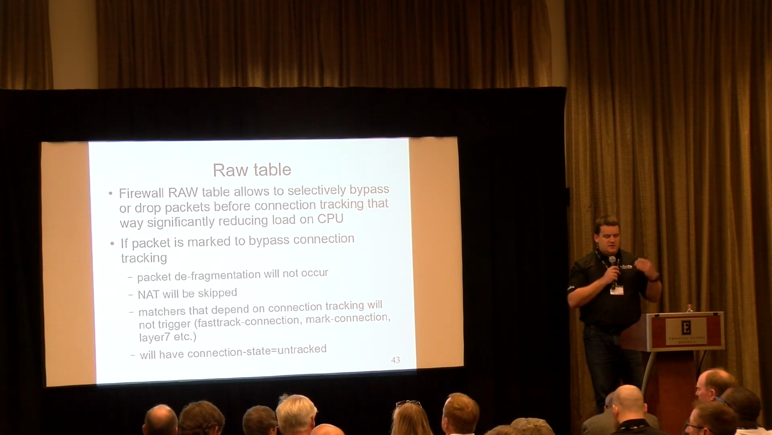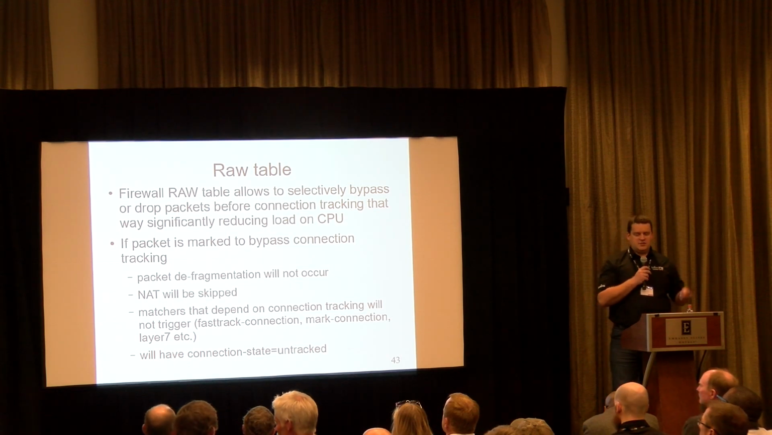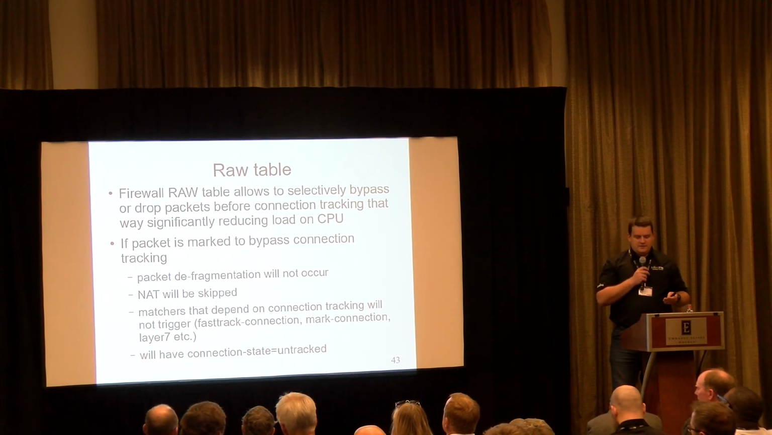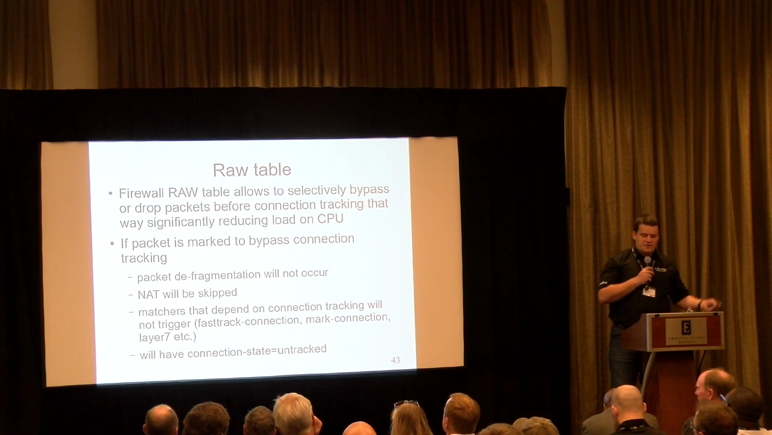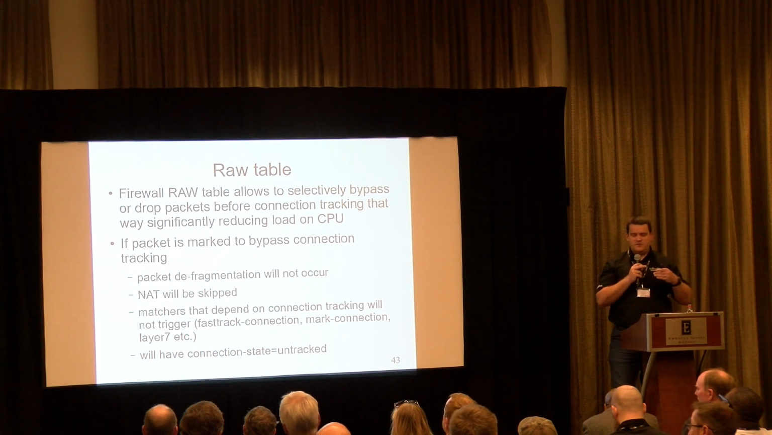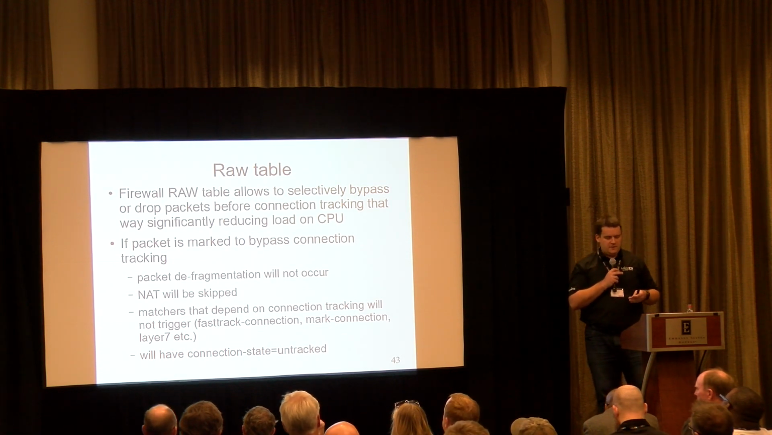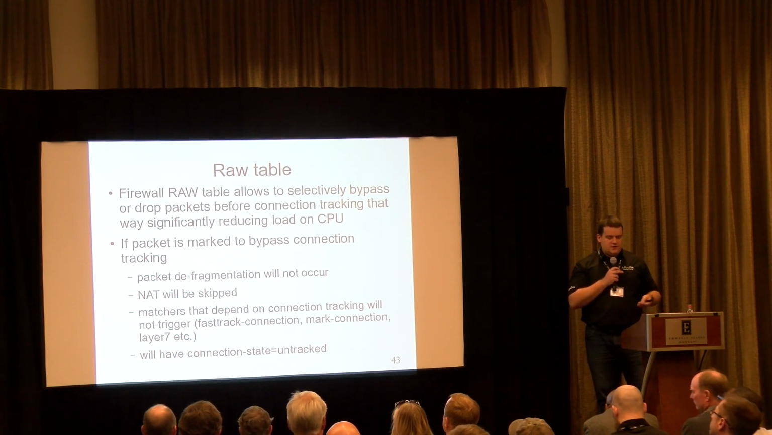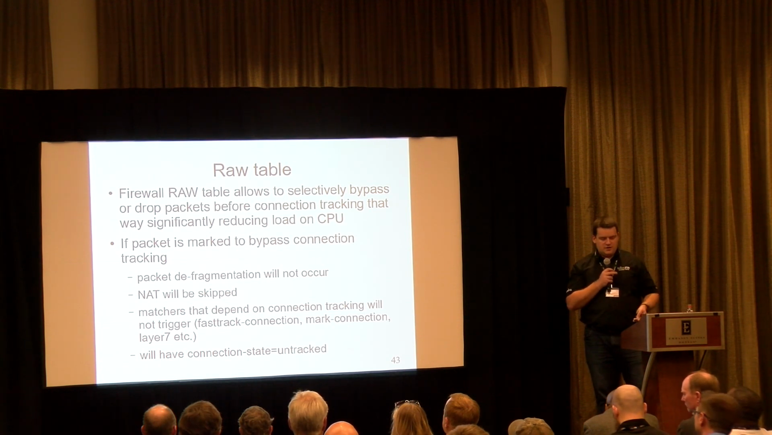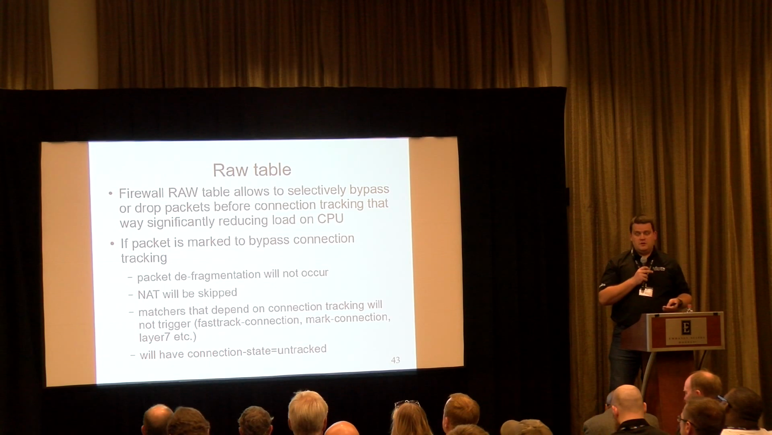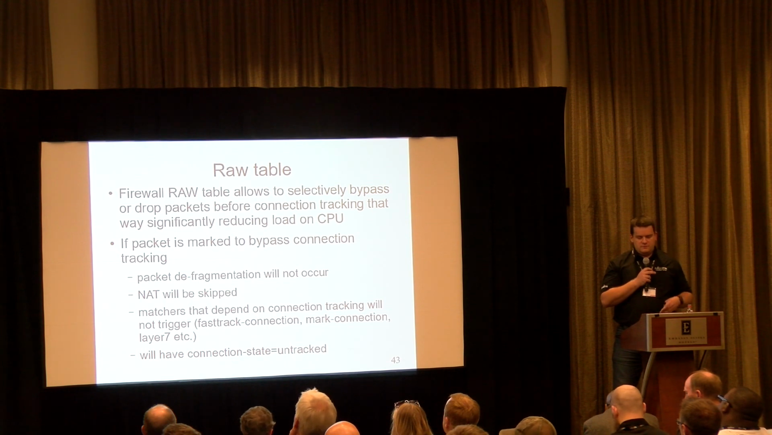But if you skip traffic from the connection tracking table, that traffic will not be defragmented, because connection tracking needs to defragment everything to look at the packet. Also, NAT will be skipped for all traffic that bypasses connection tracking, because NAT is heavily dependent on connection tracking. And some other matchers, like FastTrack connection, mark connection, or layer 7, will not work with traffic that bypasses connection tracking. All that traffic will be connection state untracked.